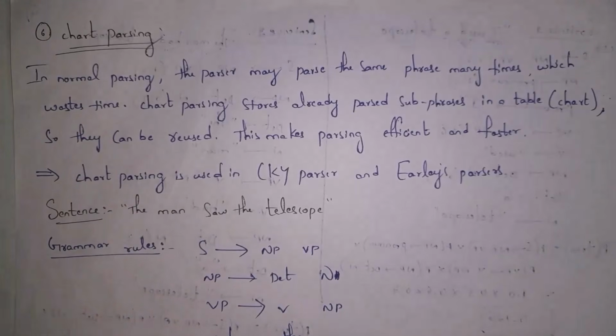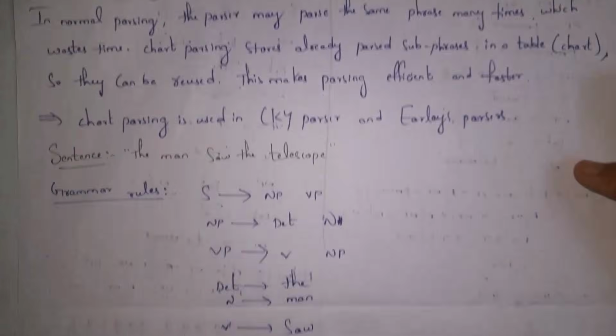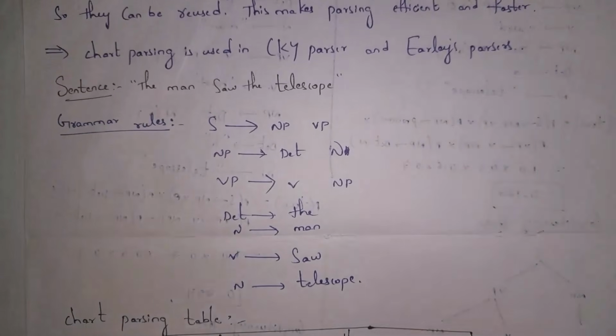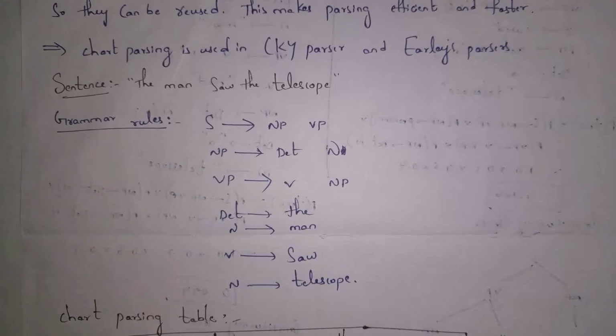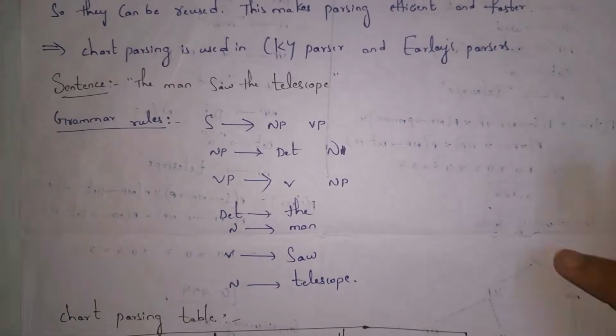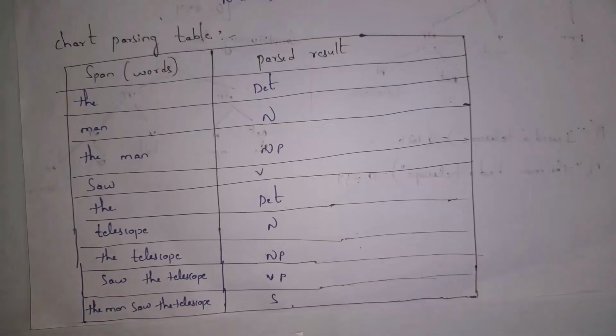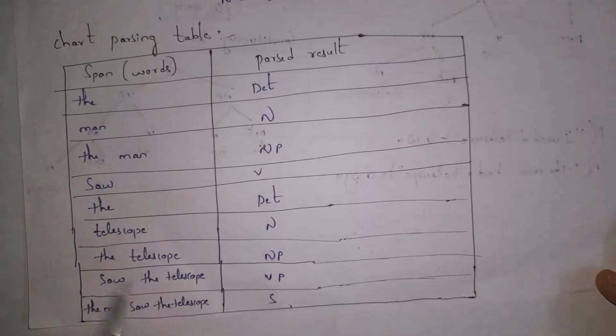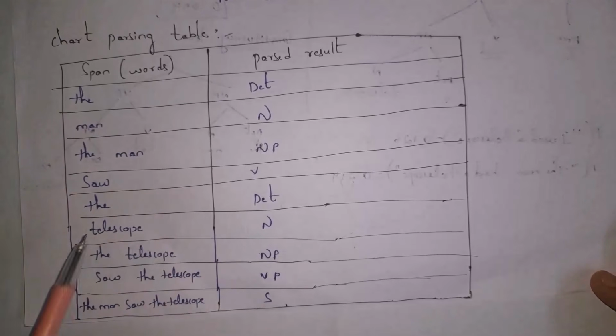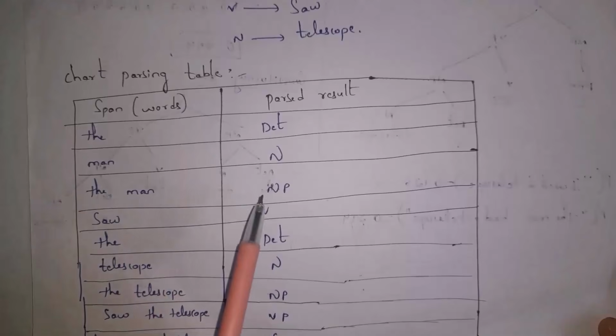I'll give one simple example so that you can clearly understand what is chart parsing. As for example, there is sentence: the man saw the telescope. At first, we need to find grammar rules for this sentence. After finding grammar rules, we'll store all combinations in table. So we can reuse the table whenever we get similar sentence. This is chart parsing table. This is complete table, right from reverse order. The man saw the telescope. This is complete sentence. Verb phrase contains saw the telescope. So saw, which is verb, the, which is determinant, telescope, which is noun. Similarly, noun phrase contains the man.